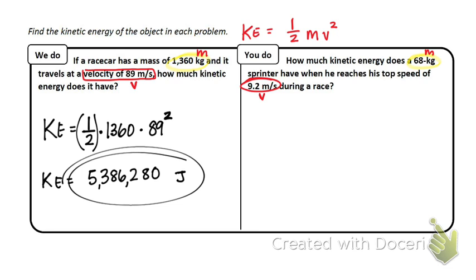When you plug this in, kinetic energy equals, what's this look like? 1/2, 68, 9.2 has to be squared. Same thing, you can type that all in, just make sure 1/2 is in parentheses, and that you put 9.2 with the second power.